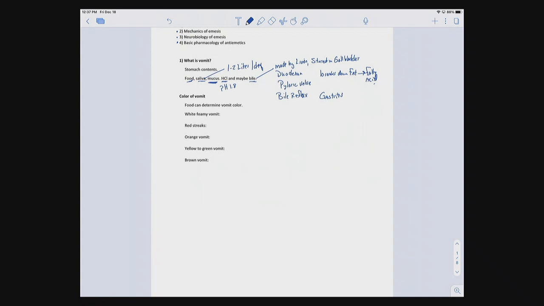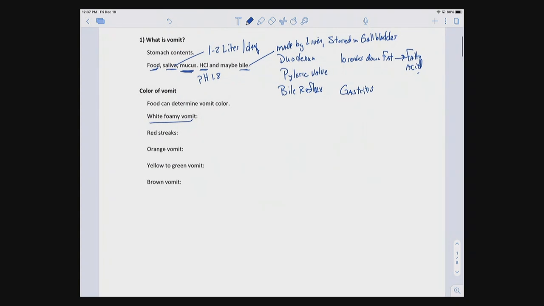But what are some of the other things that we want to note? Well, sometimes when someone vomits, the vomit comes out and it turns out to be very white, foamy vomit. If you have white, foamy vomit, what that typically means is there's no food, unless you've been eating vanilla ice cream, of course. But aside from that, white foamy vomit means no food, so what have you been vomiting up? Well, what you've been vomiting up basically is acid, mucus, and saliva.